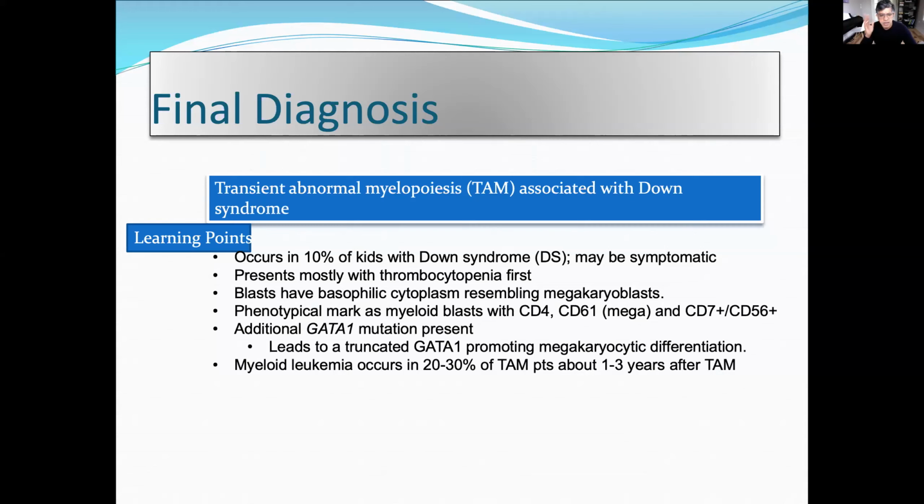In about a third, myeloid leukemias will develop. And when myeloid leukemia does develop, it happens quickly, within 1 to 3 years after the TAM. And obviously, additional mutations are acquired, or need to be present, before you go to myeloid leukemia in Down syndrome. So that's an important thing to remember.